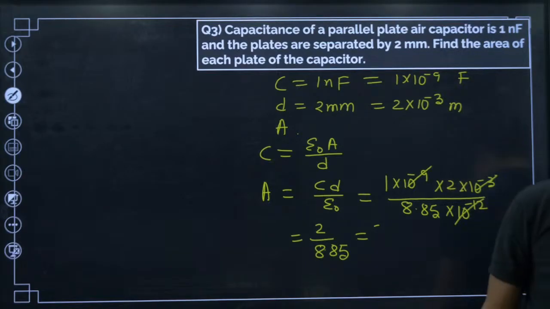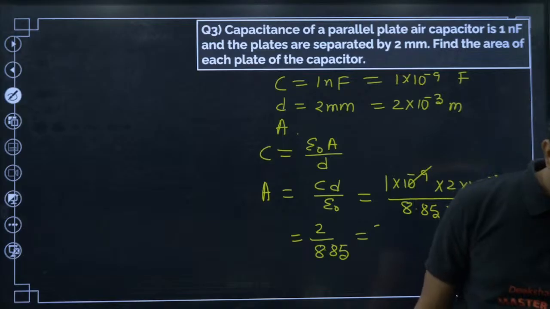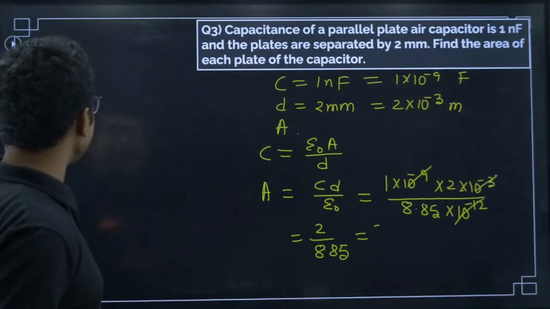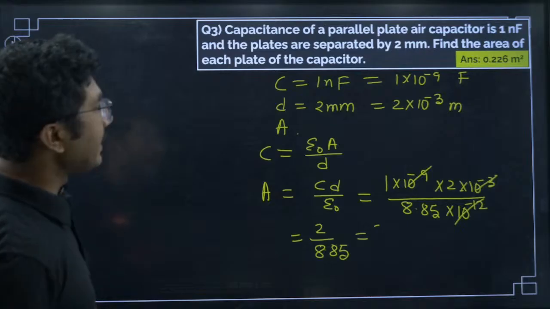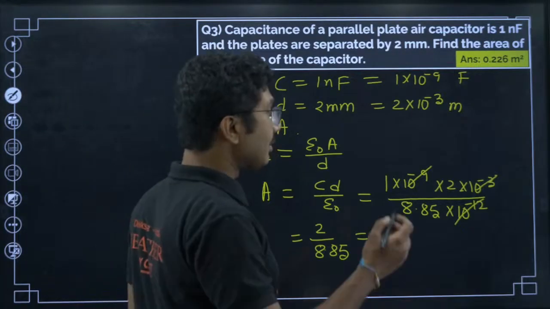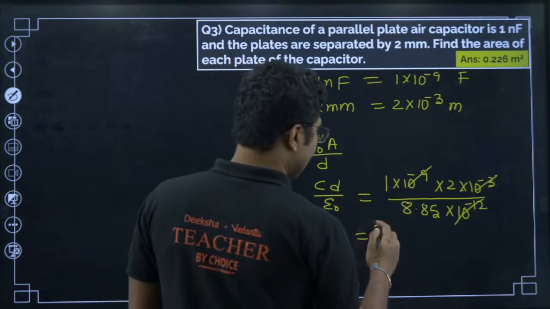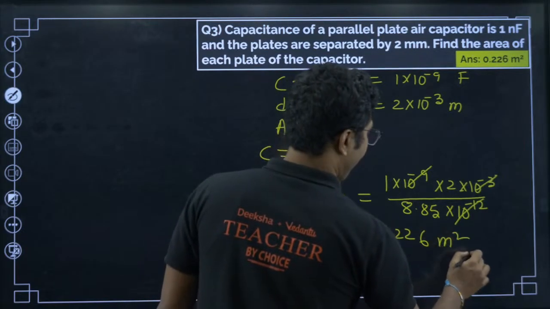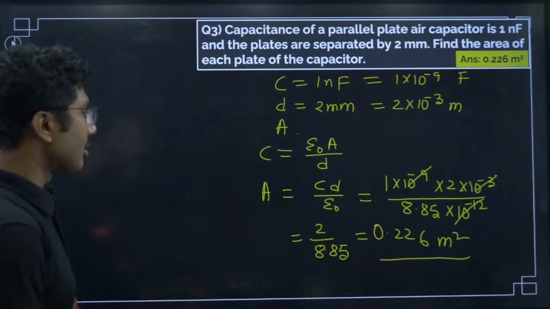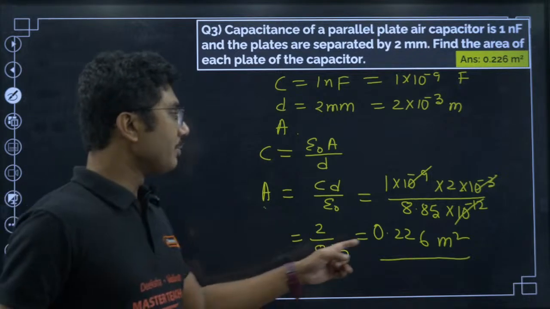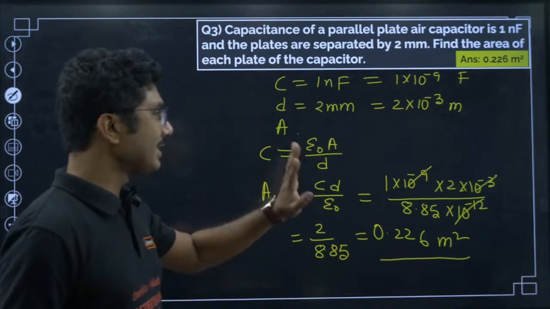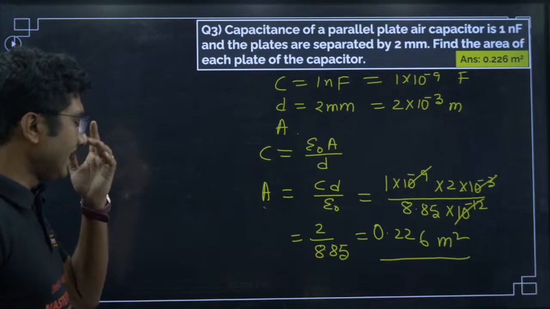Sufia, yes, you can access this lecture. 2 divided by 8.85. It will be, yes, you are correct. Someone who was typing 0.22, yes, you are correct. It will be 0.226 meter square. Unit is very, very important because you are calculating area. It will be meter square. Okay, 0.22. Yes, Tarun, 0.226 meter square, right?